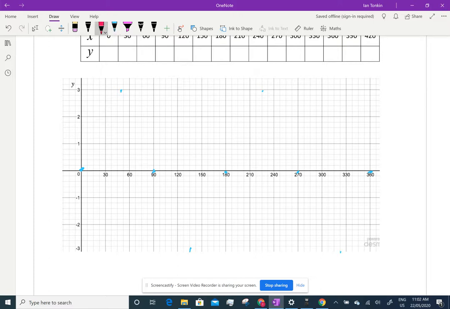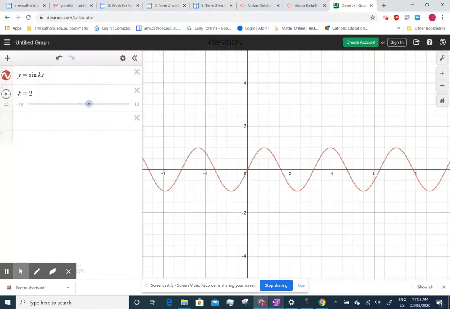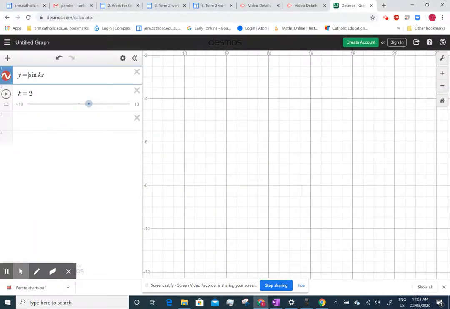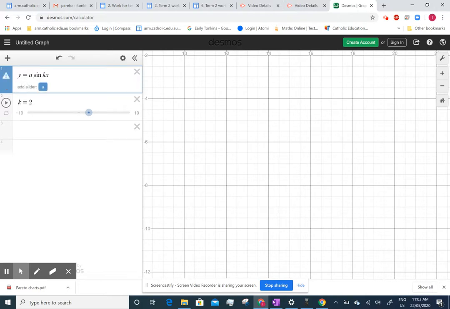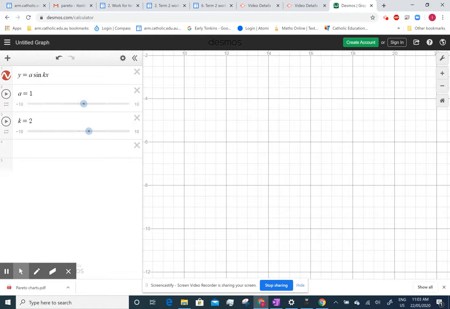So I'm going to get a curve. I'm going to dot it. It looks like this. Let's put that in. Let's put an A in there, and we'll add that slider. And we've got 2, but our A is 3. And see if we're right.